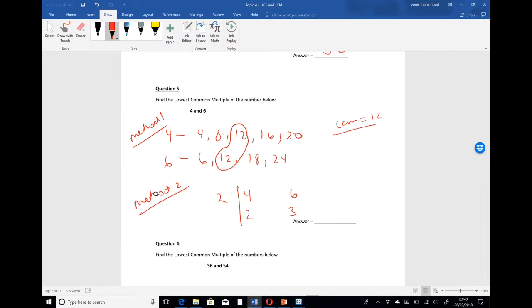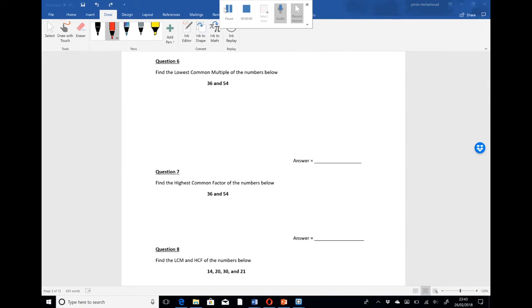Then I'm going to circle these 3 numbers, and multiply them. So 2 times 2 times 3, so that's 4 times 3, which is 12. Okay, so that's the other way you could find the LCM. You find the LCM by basically multiplying all those 3 values. Okay, that's the final answer.